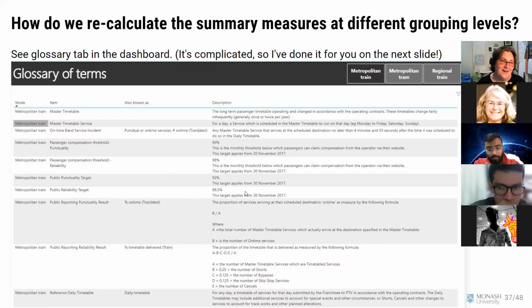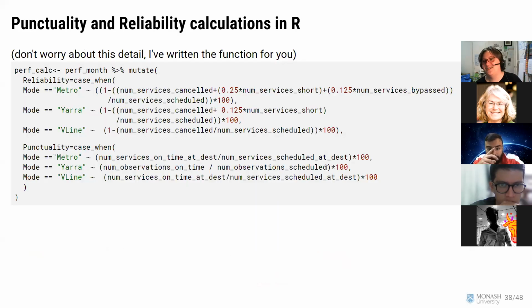And this used to be my job, so I'm familiar with all of this stuff, but you don't need to care about it. You just need to use this code to do it for you. So this is all the complicated stuff that goes on behind the scenes in the PTV database to calculate those measures from multiple variables.